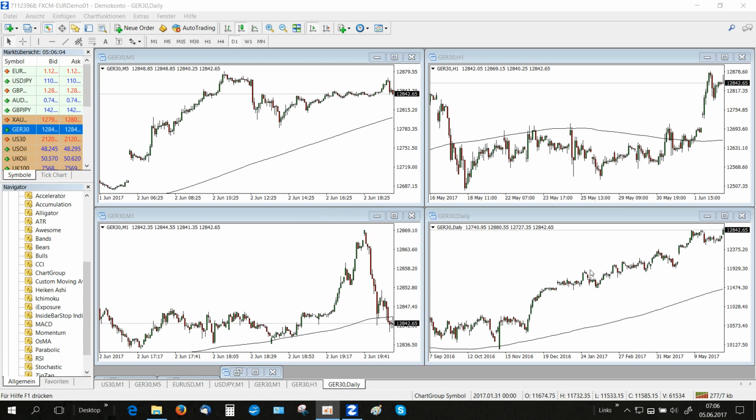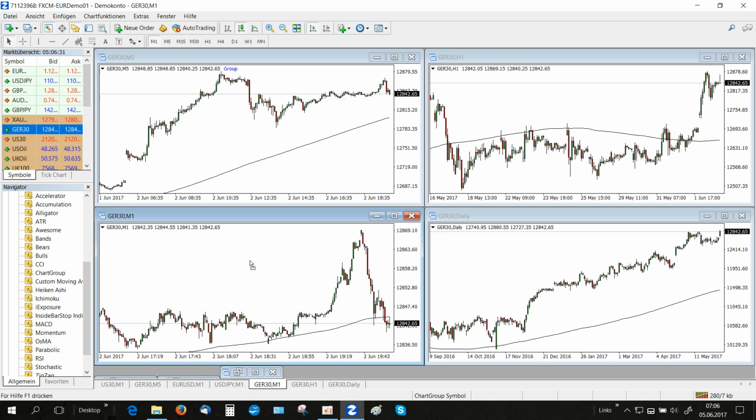You can see here that we've opened up four charts on the German DAX. The daily chart, the hourly chart, the 5-minute chart, and the 1-minute chart. Now we apply ChartGroup, which is implemented as a MetaTrader indicator, to each of the charts. The blue group label here on top of the chart indicates that the chart is now part of a chart group and gets synchronized with the other ones.